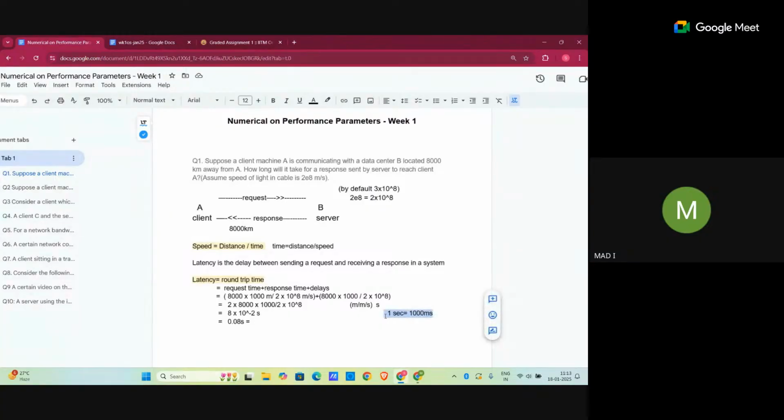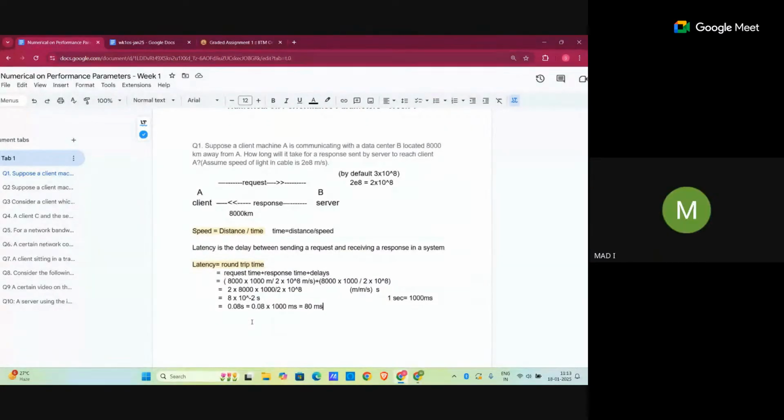So if we want to convert it into milliseconds, we will multiply it by 1000. So 0.08, when we multiply it by 1000, the answer will come in the form of milliseconds, and this is equal to 80 milliseconds. Is this question clear to everyone? Any doubt in this question?